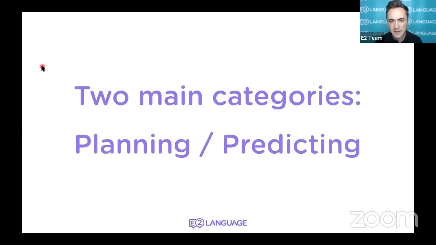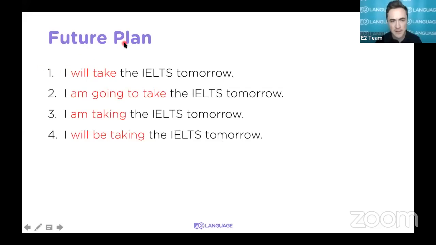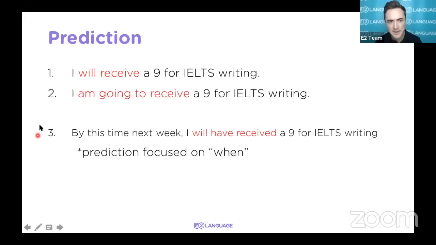We also learned that with these future verbs, there are 2 main categories. There's a category when you talk about a plan in the future, and a category when you're predicting something will happen. So if we're talking about plans, I will take the IELTS tomorrow. I'm going to take the IELTS tomorrow. I'm taking the IELTS tomorrow. I'll be taking the IELTS tomorrow. Predictions, I will receive a 9 for IELTS writing.